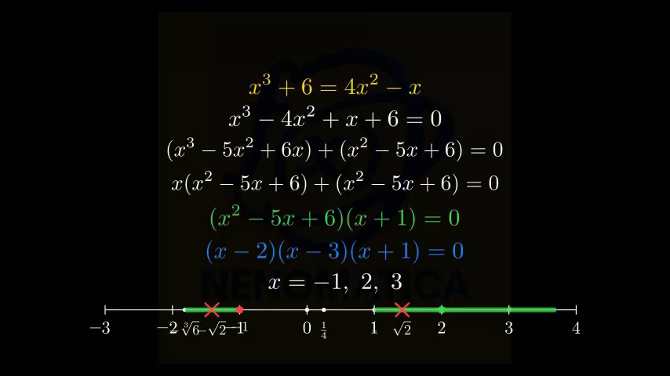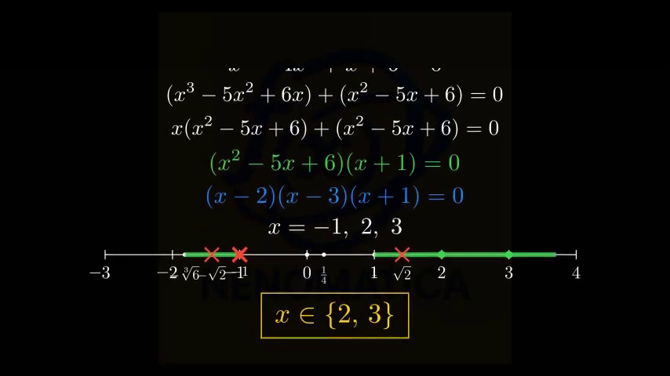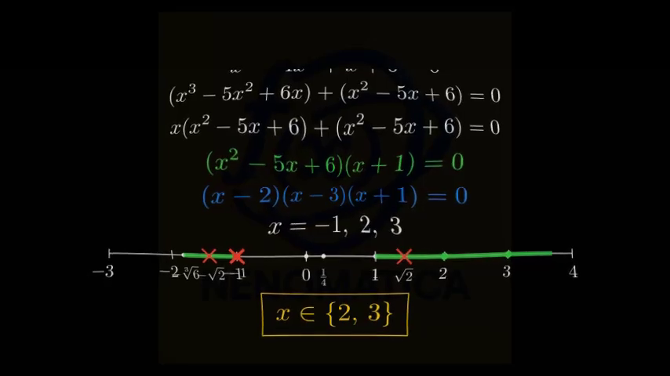We must check each against the domain. For x equals -1, the base becomes 0, which is not allowed. So -1 is rejected. The values x equals 2 and x equals 3 both satisfy the domain and the original equation. Therefore, the solution set is 2 and 3.